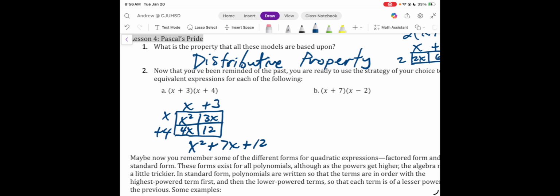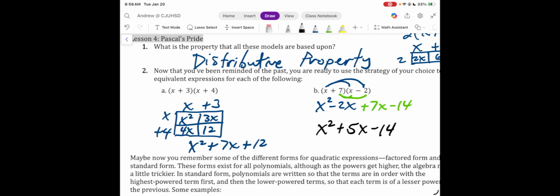Or what you can do is distribute each of the individual terms like this into the other binomial. So that would be x squared minus 2x, and then multiply the second term 7 times each of the terms in the second binomial, plus 7x minus 14. And then you just add those together, x squared plus 5x minus 14. Each of those is available to you.